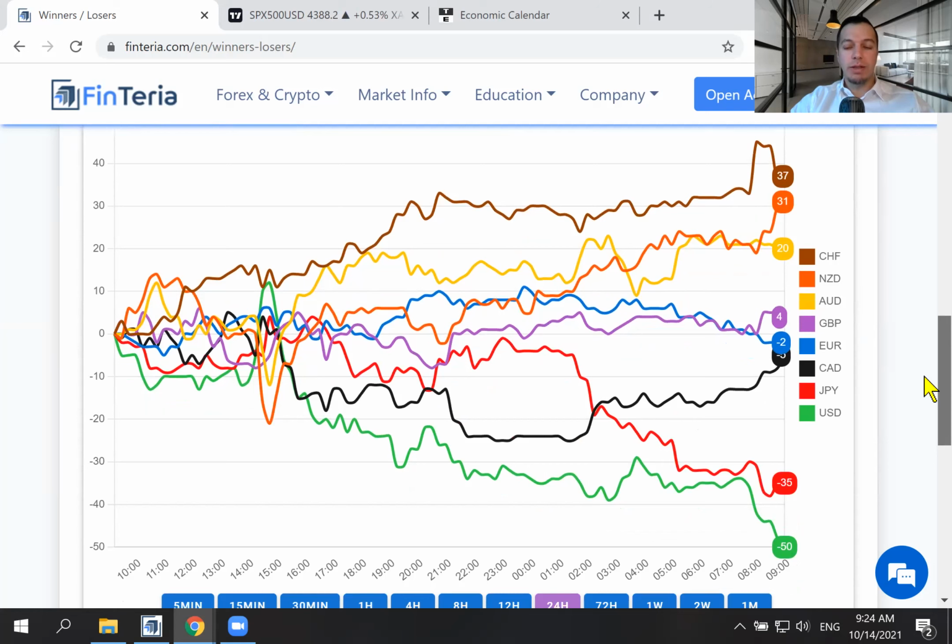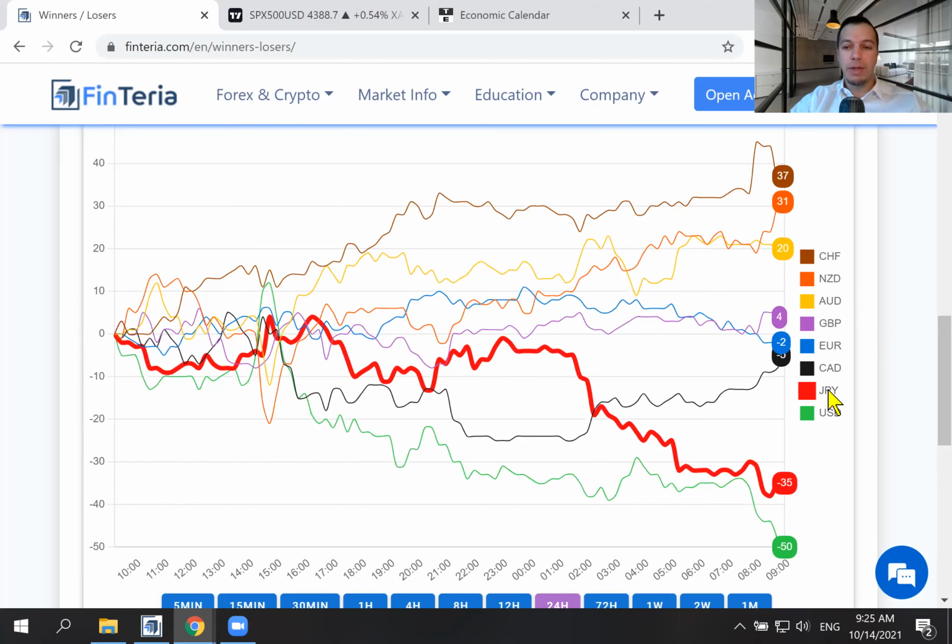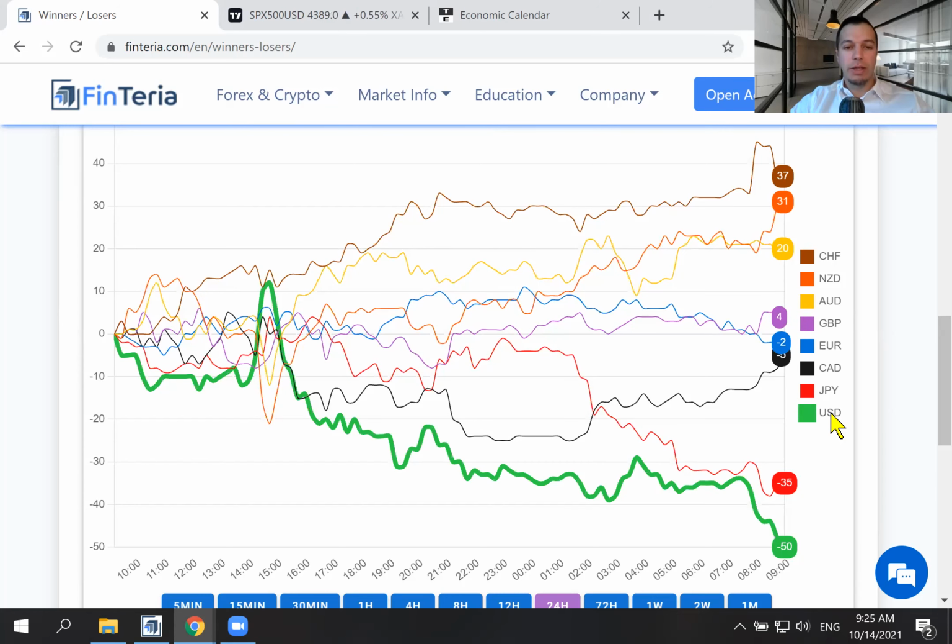So here we can see that the US dollar is currently the weakest currency over the last 24 hours. It lost 0.5%. The Japanese yen is the second weakest currency. It lost 0.35%. You can see the tendency of the red line, and the green line is the US dollar. So we saw a sharp reversal of the US dollar yesterday, and currently we have a really strong negative momentum on the US dollar.